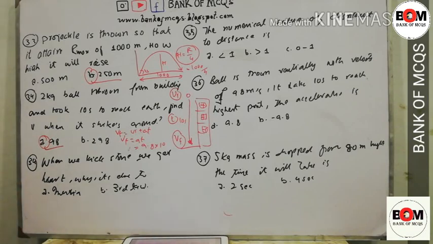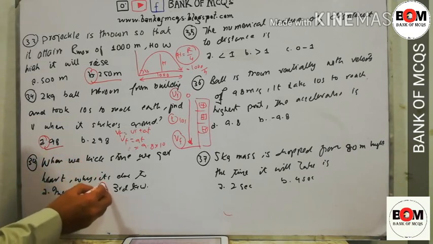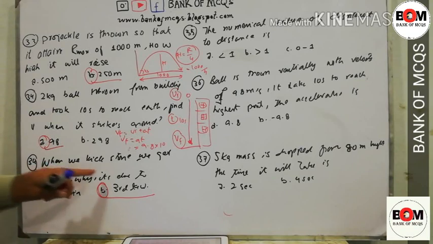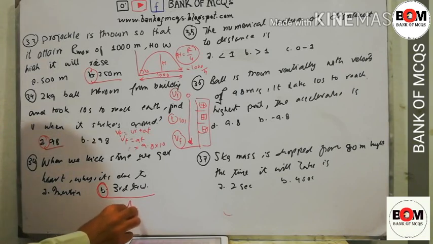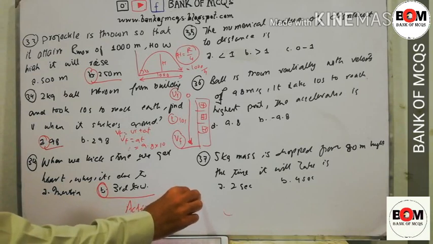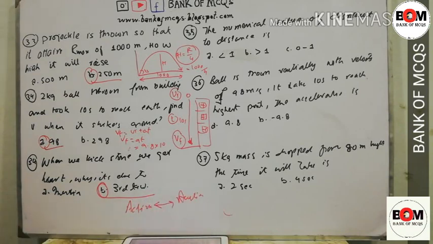MCQ number next is: when we kick a stone, we get hurt. This is due to inertia or third law. Due to the third law, whenever we do an action, there will be an equal and opposite reaction. So the higher the speed with which we kick the stone, the more we get hurt. As we increase the action, the reaction also increases, because action and reaction are equal but opposite in direction.